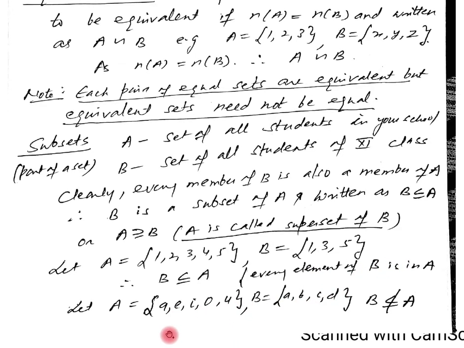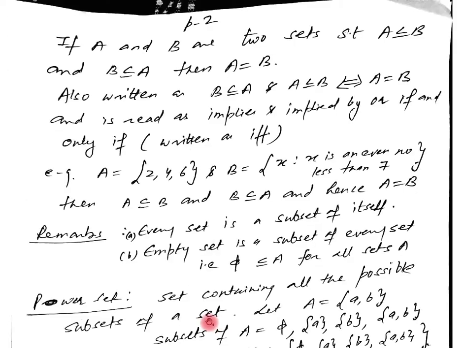Similarly, let me take another example. Let A be the set of all vowels. B is the set having elements A, B, C, D. Clearly, every element of B is not in A. So, B is not a subset of A. This is the sign for not a subset. Clearly, B is not a subset of A.